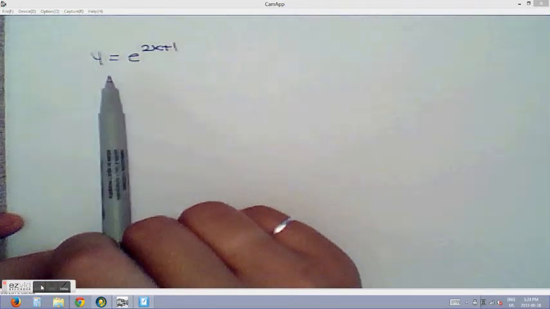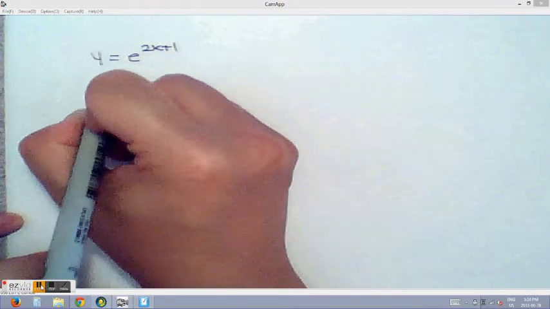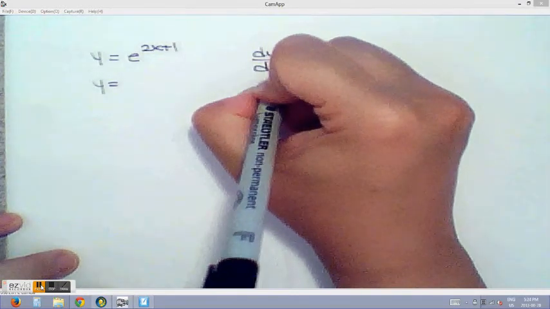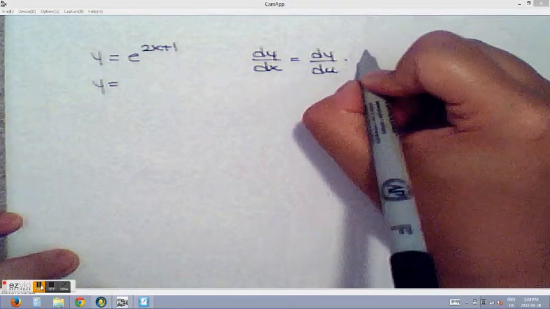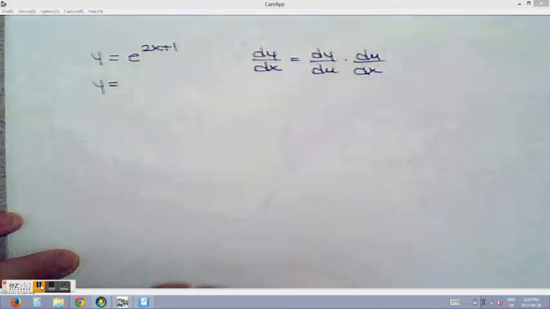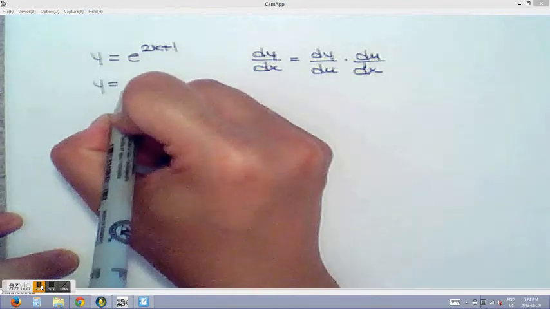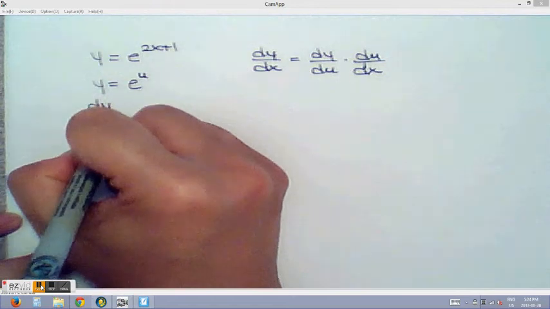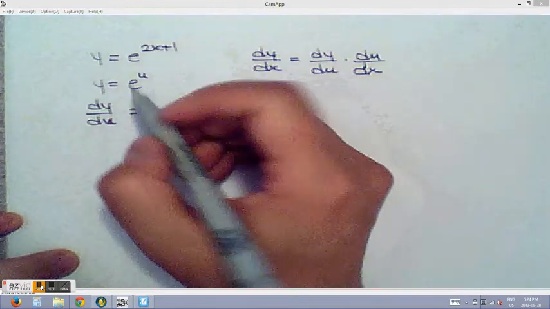Okay, so y is equal to e to the 2x plus 1. Let's do it the long way first until you get used to it. Let's first write the chain rule: dy by dx is equal to dy by du times du by dx. So y as a function of u is e to the u. So dy by du, differentiating y as a function of u, is e to the u.